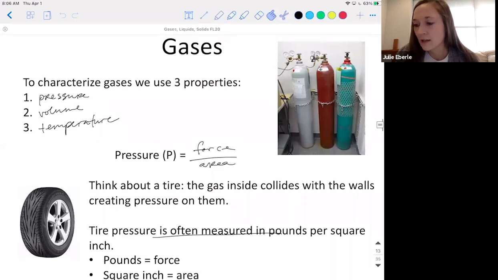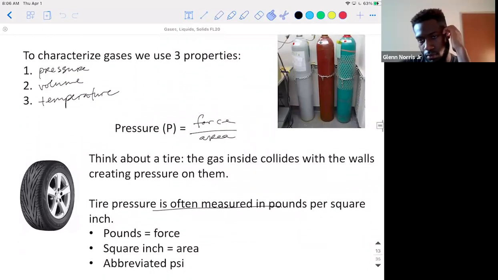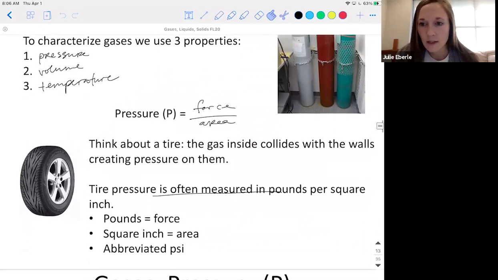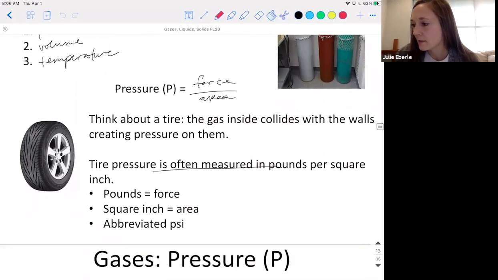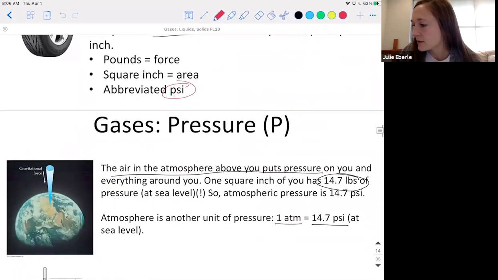So there's three kinds of properties we use to measure and learn about the behavior of gases. The first one we're talking about is pressure. And there's a bazillion units for pressure. Okay, so we had PSI was one. Then we introduced the atmosphere, ATM. So we said 1 ATM is equal to almost 15 PSI, 14.7 pounds per square inch.